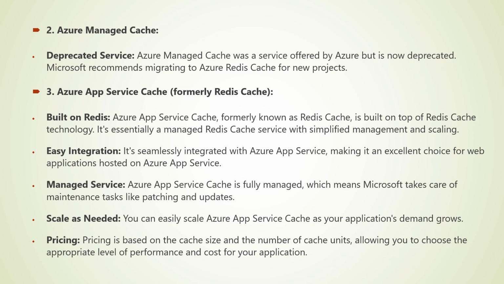3. Azure App Service Cache, formerly Redis Cache. Built on Redis, Azure App Service Cache, formerly known as Redis Cache, is built on top of Redis Cache technology. It's essentially a managed Redis Cache service with simplified management and scaling. Easy integration, it's seamlessly integrated with Azure App Service, making it an excellent choice for web applications hosted on Azure App Service.